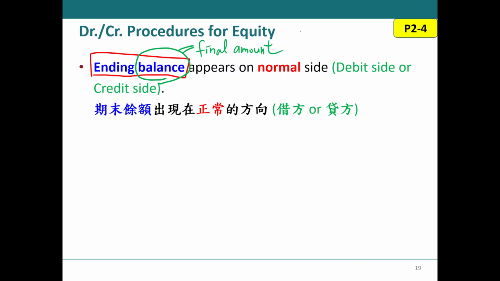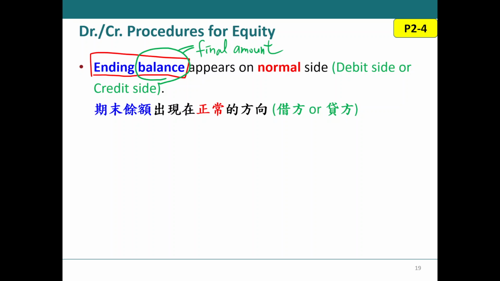Okay? We told you debit, credit. We told you the durations. So debit balance told you on left. Credit balance told you on right. So debit, credit told you durations, left, right, right? Here, ending told you the timing, when.